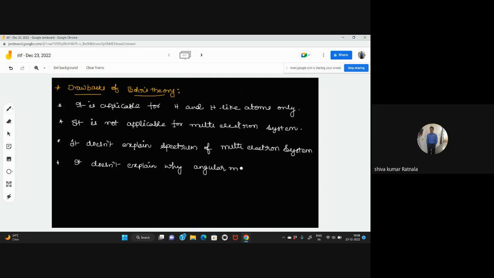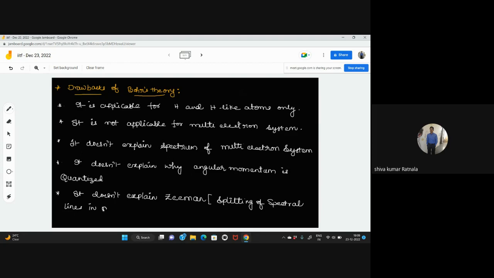And it doesn't explain why angular momentum is quantized. This theory also doesn't explain the Zeeman effect, which means splitting of spectral lines in a magnetic field. And the Stark effect.